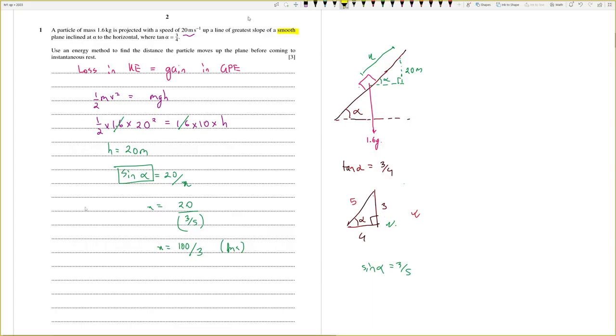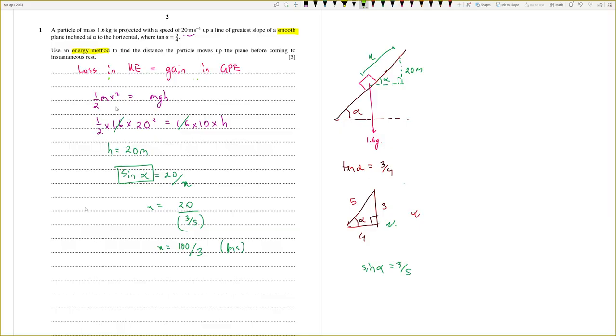Now they've asked us to use an energy method, and since it's a smooth slope, there is no friction. Basically, as the object goes up, it will gain GPE, and at the same time, it will lose KE. Since they told us to use an energy method, we have to do it this way. The loss in KE of the body will be equal to the gain in GPE of the same body.